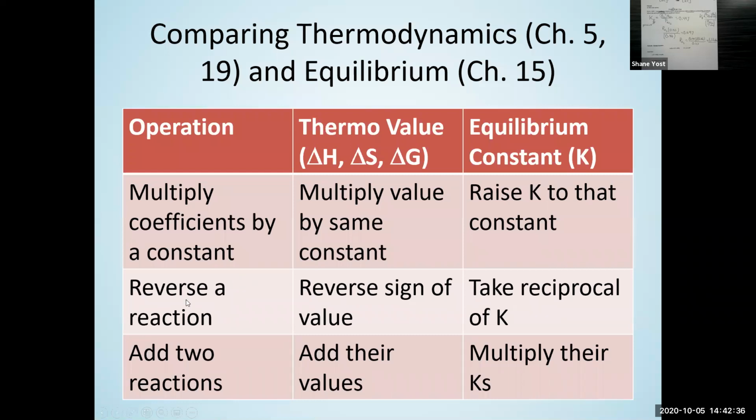Similarly, if I reverse a reaction, I don't flip the sign. Instead, I take the reciprocal of that equilibrium constant. The reciprocal means I just do 1 divided by the equilibrium constant. And if I add 2 reactions together, I have to multiply the equilibrium constants together. Not add them, but multiply them. So these are the rules for manipulating chemical reactions and how that then manipulates the equilibrium constant values and expressions.